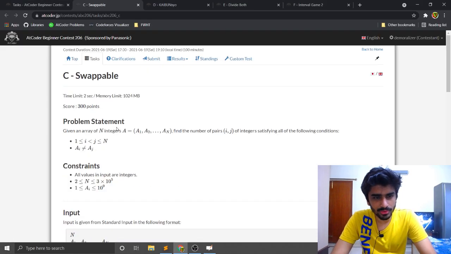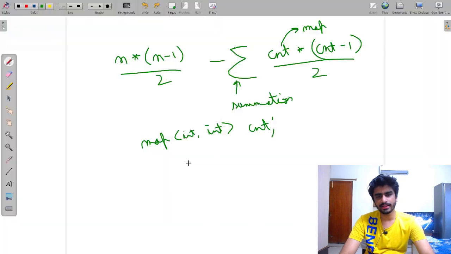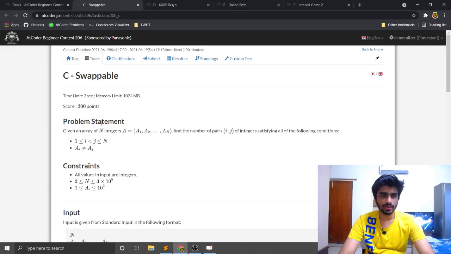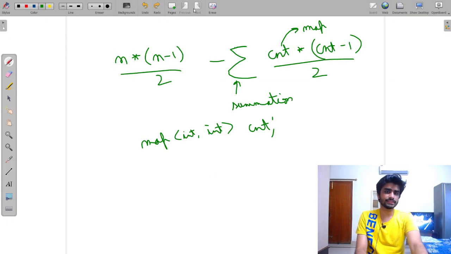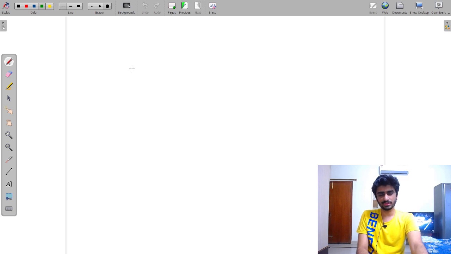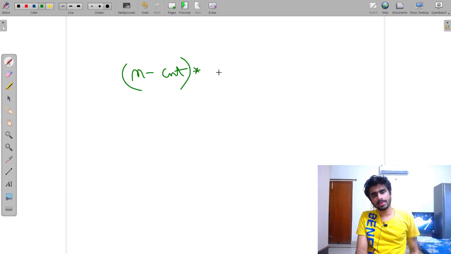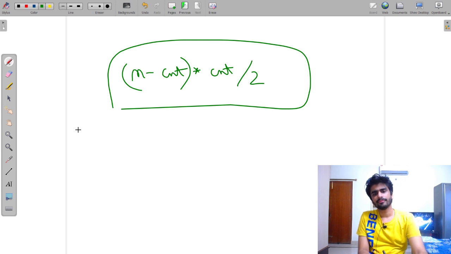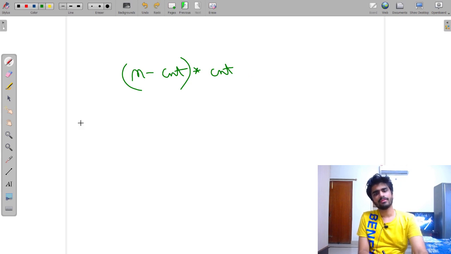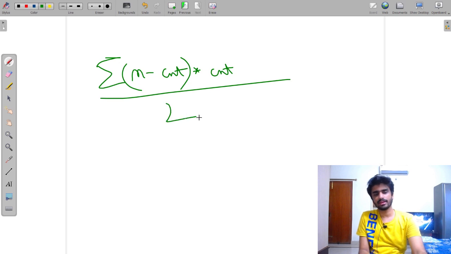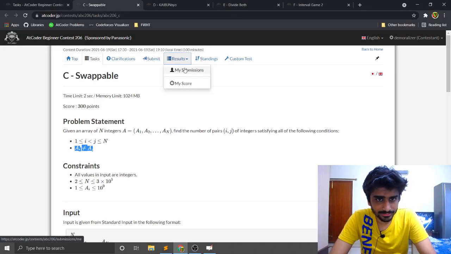I'm not going to show my code because I complicated it a little more. What I did is I actually tried to find A_i not equal to A_j directly. For that, I used another formula: n minus count, these are the elements that are not equal to my current element, multiplied by the count, and then divide by 2. In fact, just have this summation and divide it by 2 in the end. I think that's what I did.